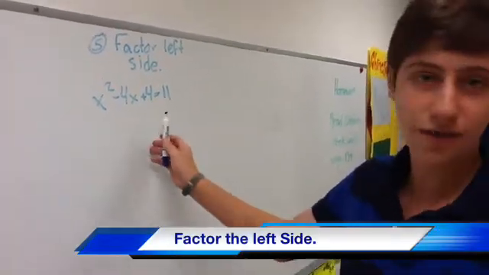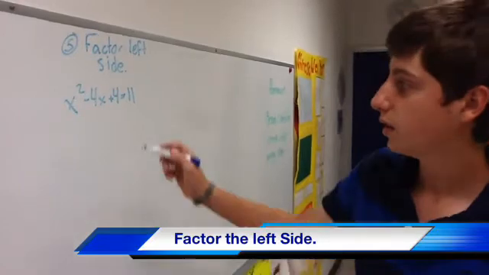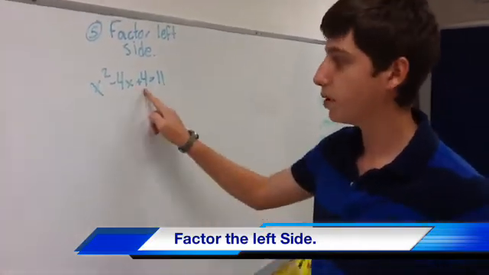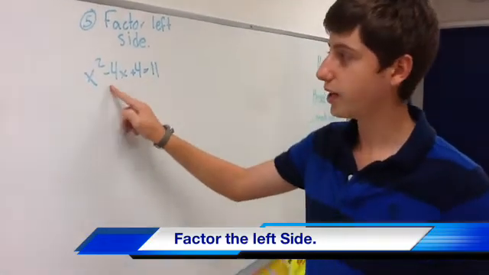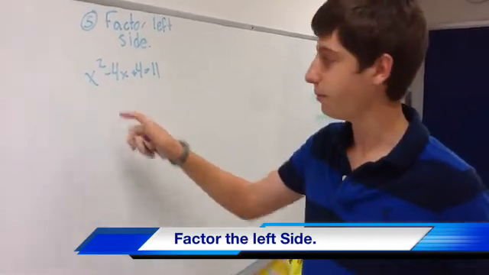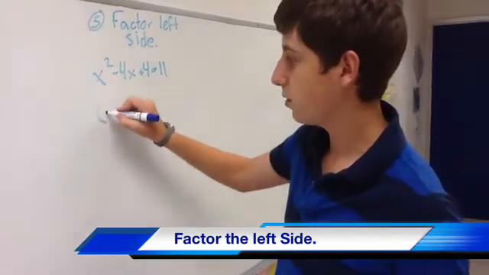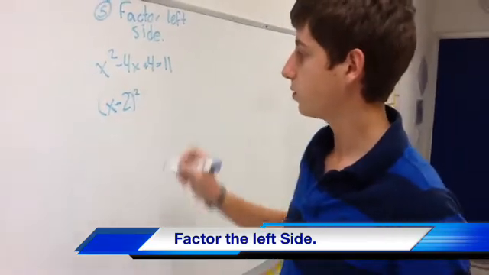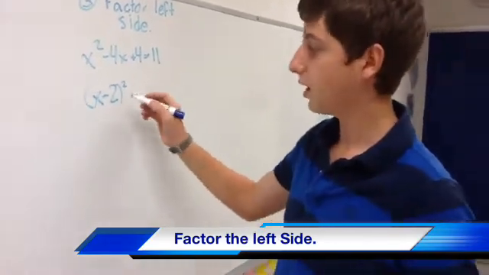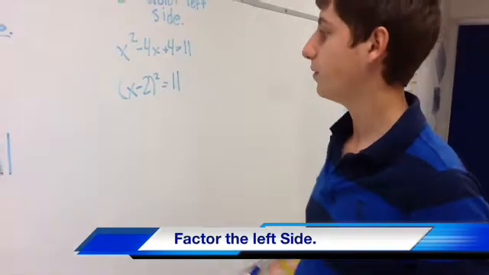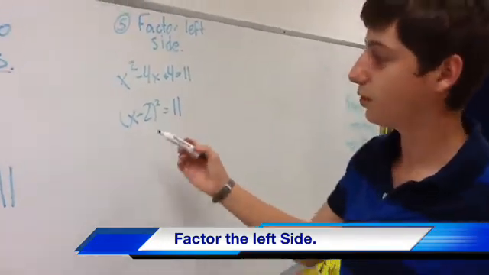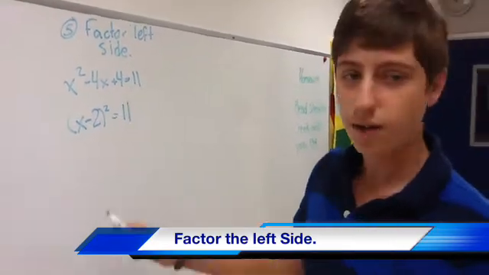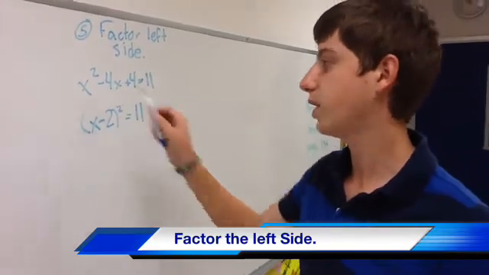So now you can factor the left side. Step number 5. If you have a 4 and a 4, you have to get two numbers that if you multiply, you get positive 4, and if you add, you get negative 4. Try to get them. Okay, so it's x minus 2 squared, or x minus 2 times x minus 2, equals 11. You can see that if you multiply negative 2 times negative 2, you get 4. And if you add negative 2 plus negative 2, you get negative 4.